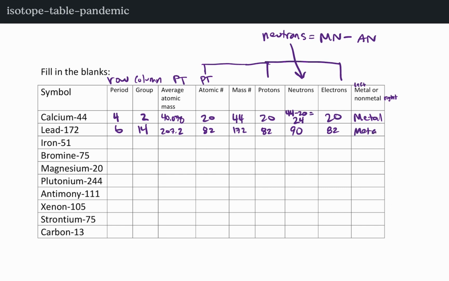A lot of these you might know. Your job is to fill in the remainder right here with all the information that you've got. You can work together if you need to. And that kind of gives you an idea of how to fill in isotope tables, how to get all the information about an atom from its isotope name, symbol, and also the periodic table.